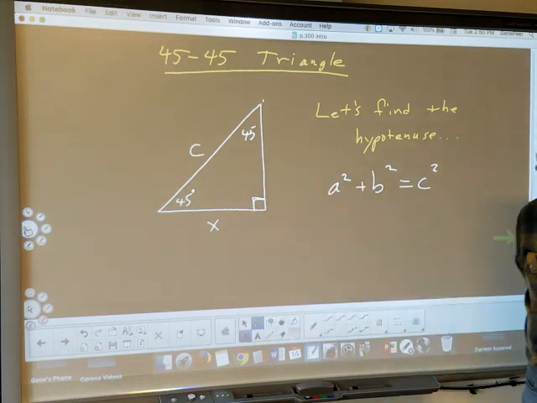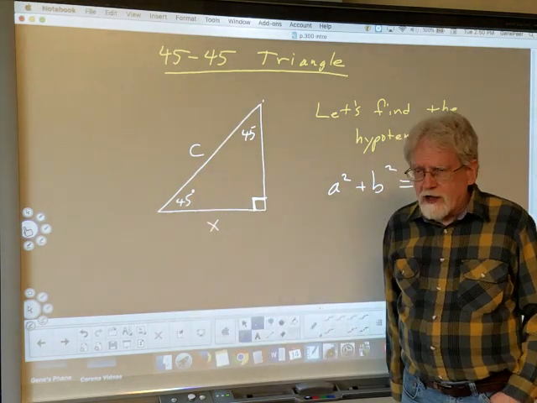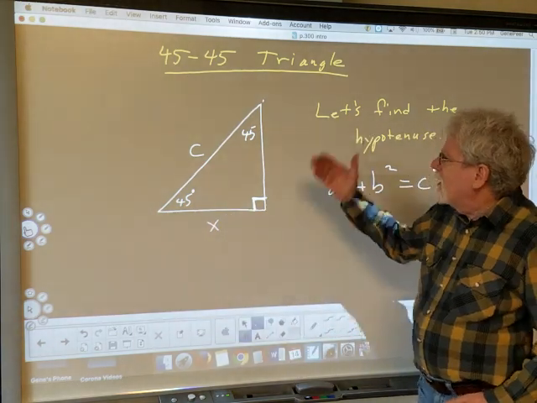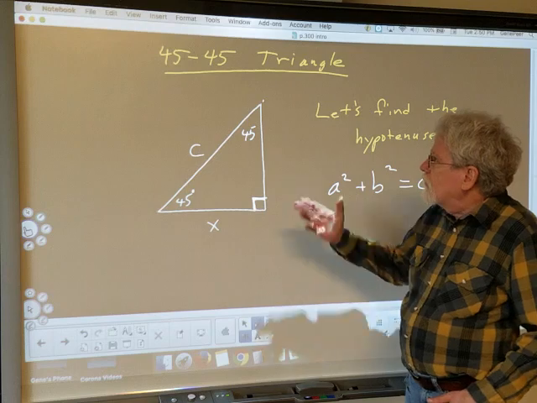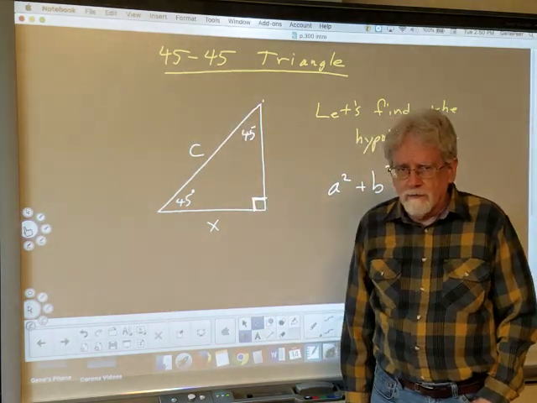Therefore, what kind of triangle is this? It's an isosceles triangle, yes. So, anytime you have a right triangle with a 45-degree angle, you immediately know you've got yourself an isosceles triangle. So this is special. We refer to it often as a 45-45 triangle.